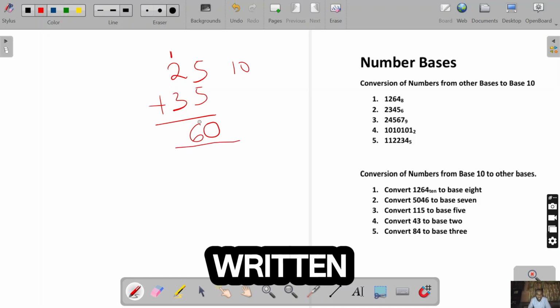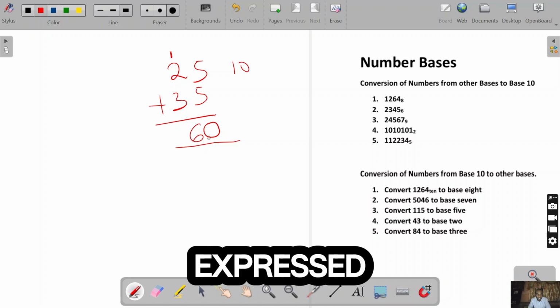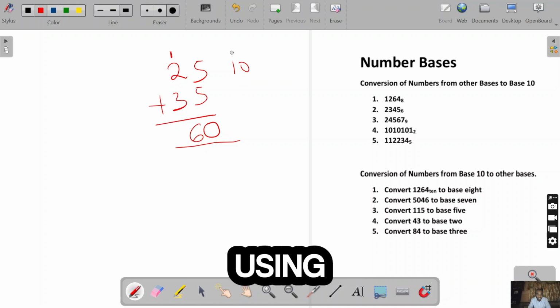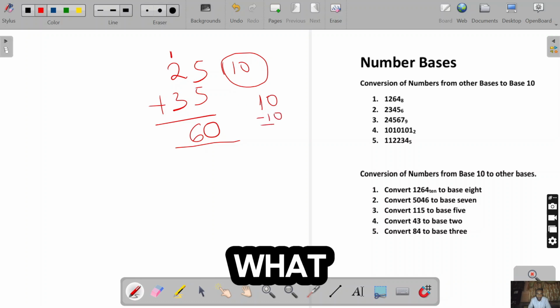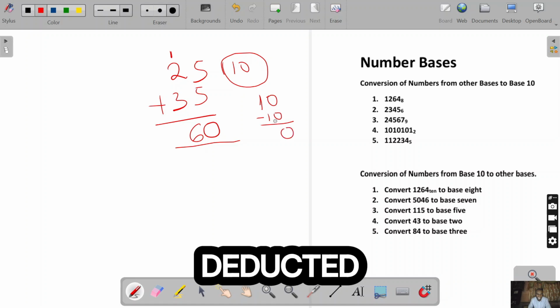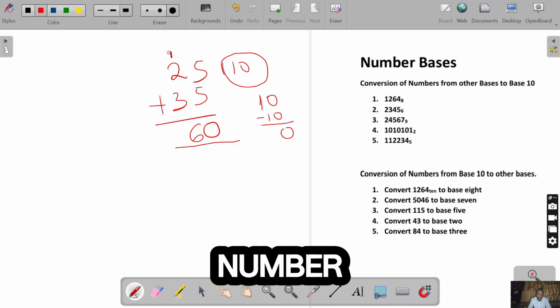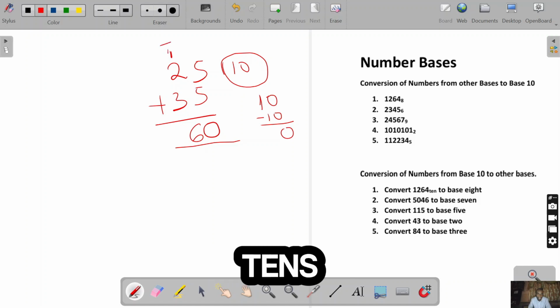This is not just written as 60, but it is expressed as base 10 because we are using 10 here. You can see I wrote 0 and I carried 1. What that means is that because 5 plus 5 adds up to 10, 10 is the standard base I'm using, and I deduct a further 10 from it because I got a 10. So what I'll be left with will just be 0. And because I deducted 10 once, I'm carrying that 1 to the next number. That's the tens and the unit. This is the tens and this is the unit. 1 plus 2, 3. 3 plus 3, 6.